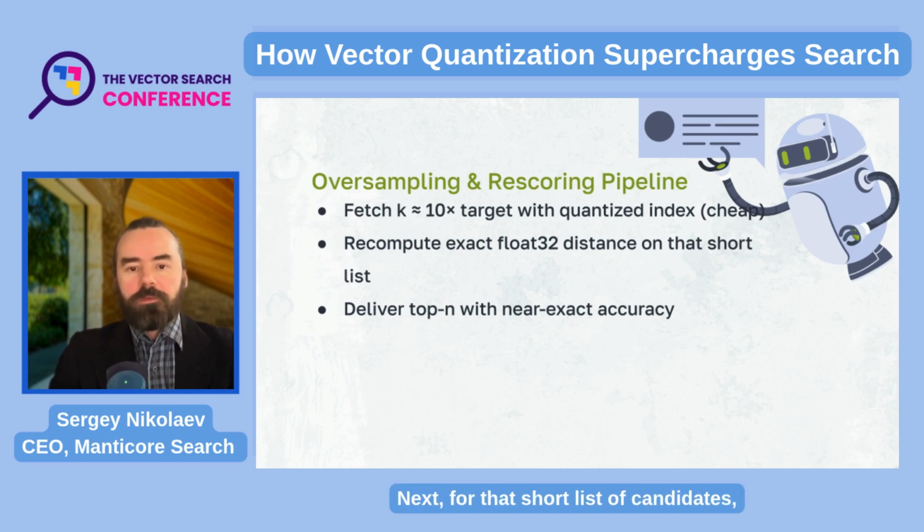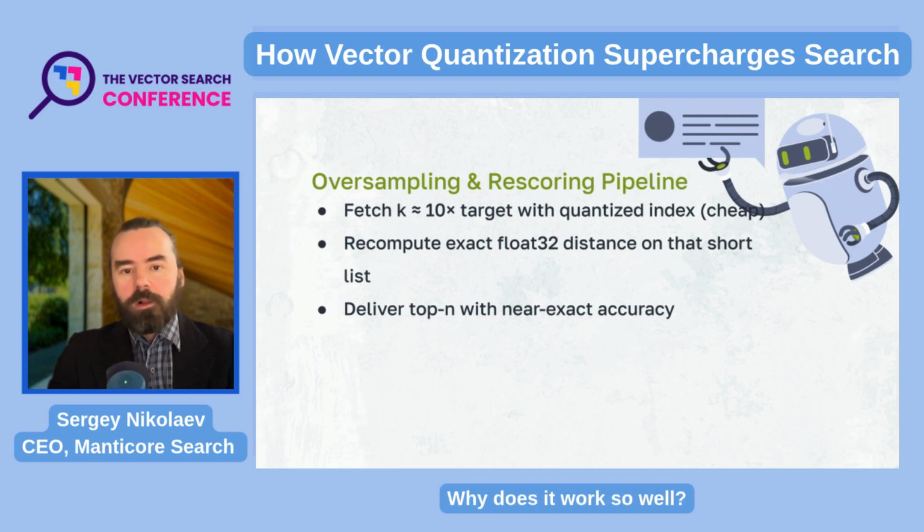Next, for that short list of candidates, we fetch the original 32-bit embeddings, which might be sitting in a cooler memory tier, like slower RAM or even on SSD. But we are only talking about a few kilobytes here, so the I/O overhead is minimal. Then we do the exact distance calculation, cosine or L2, re-rank the results, and return the real top 10.